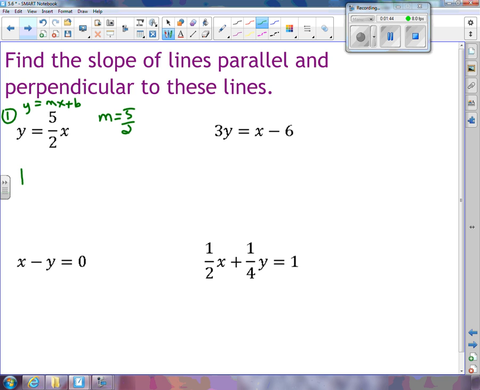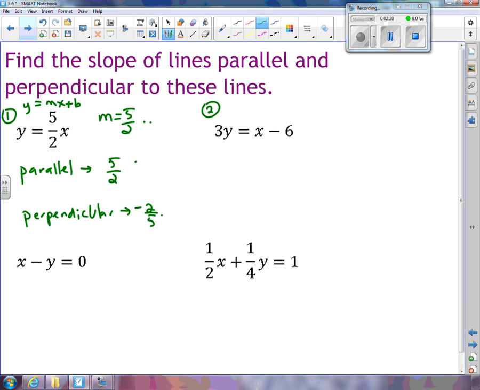So if I were going to think about a line that's parallel to this line, it would also have a slope of 5/2. If I were going to think about a line that's perpendicular to this line, first I would take the reciprocal, and then I would change its sign to make it negative. So the slope of a parallel line is equal, and the slope of a perpendicular line is the opposite reciprocal of the original. Now let's go on to example 2.